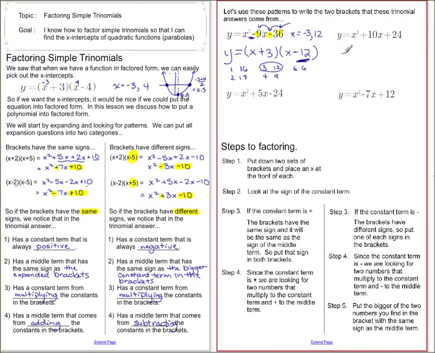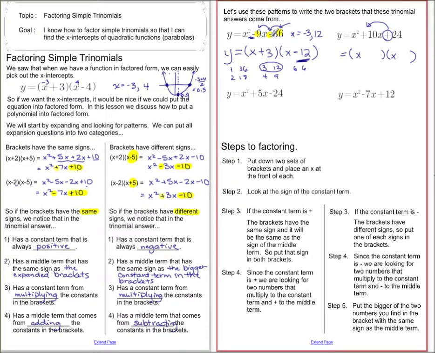So I'm going to quickly do that again here. Put down my two brackets. I know there's x's in the front. The first thing I have to look at is this last term, and this tells me what category it's in. So this tells me that it is in the same sign category, so they have the same signs. Then I have to look at this thing to figure out what signs they are.